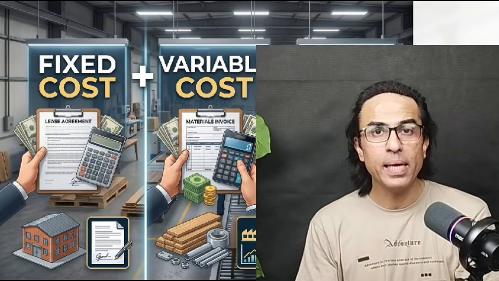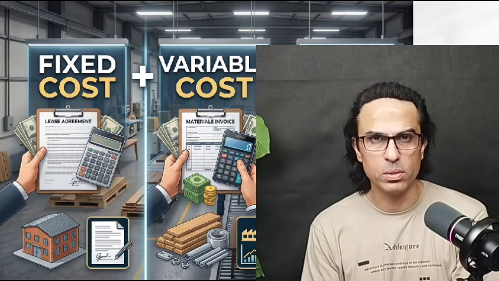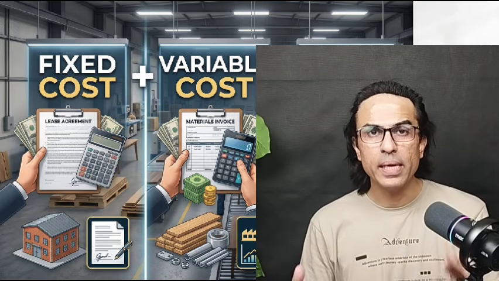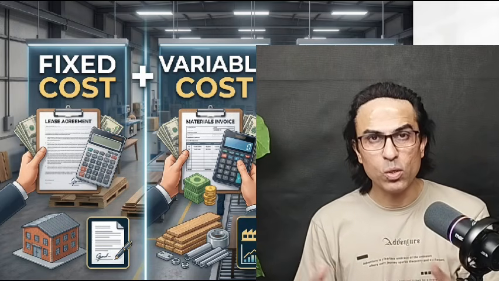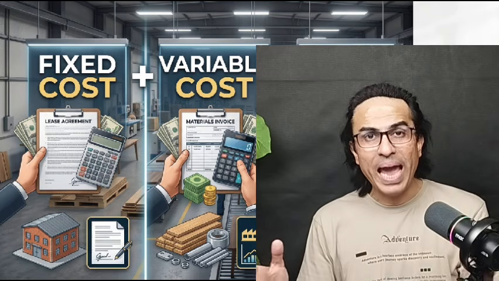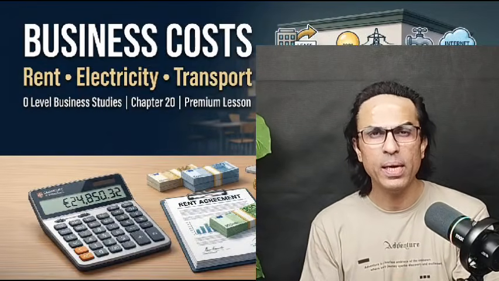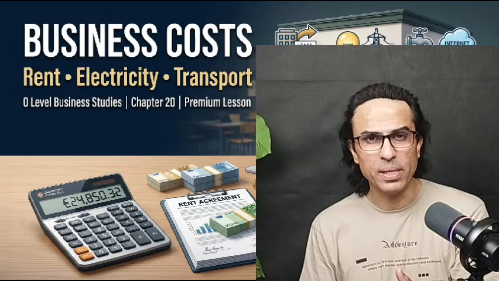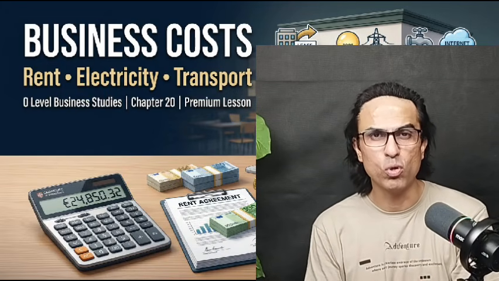Okay. Another term which is related to business cost is total cost. What is total cost? It is the sum of all costs. As we just discussed, there are two types of costs, fixed cost and variable cost. If we add all the costs together, we get total cost. There are some semi-variable costs as well, but it is not part of the O-level business syllabus. That is why I won't talk about it.